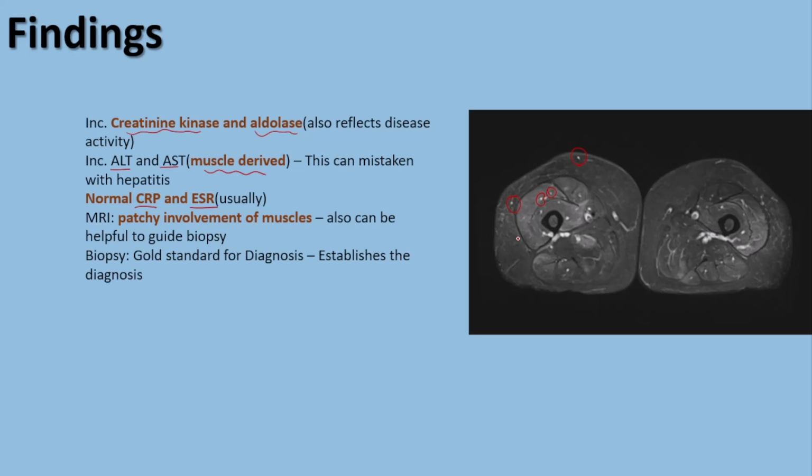And also MRI can guide the biopsy, which is the gold standard for establishment of diagnosis of polymyositis and dermatomyositis. So with the help of MRI, you are not going to biopsy, for example, somewhere around here. You are going to biopsy this area which is affected and has muscle inflammation. So with biopsy, you are going to establish the diagnosis, and also note that the muscle biopsy is gold standard for diagnosis of these two diseases.